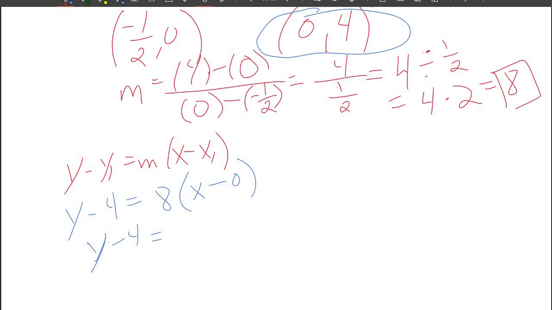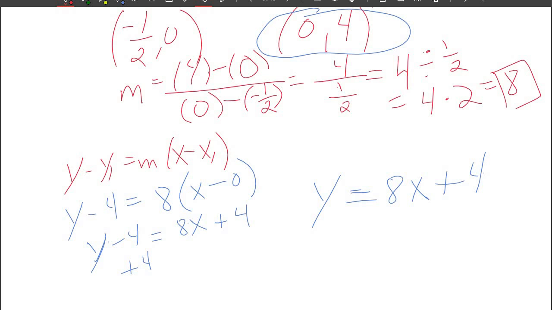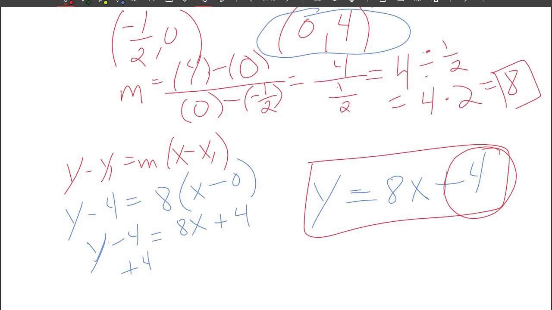Using the x as 0, we're just going to have 8x. Then we move the 4 over, so the equation of my line turns out to be 8x plus 4. Now, this is the equation of my line. Now remember, in this form, this number is called the y-intercept. That's what we were told up front. So I got what we were told, so that means I've done it right.